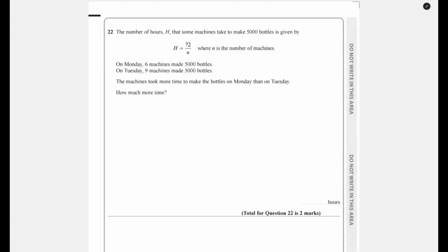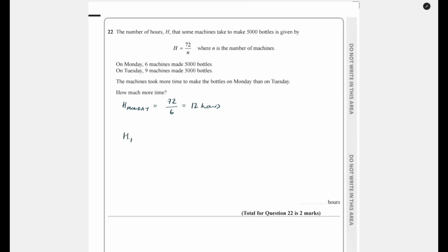Question 22 says the number of hours H that some machines take to make 5,000 bottles is given by H is equal to 72 divided by N, where N is the number of machines. On Monday, 6 machines make 5,000 bottles. On Tuesday, 9 machines make 5,000 bottles. The machines took more time to make the bottles on Monday than on Tuesday. How much more time? So if you work out H for Monday, that's 72 divided by the number of machines, which is 6. And so the number of hours taken is 12 hours for Monday.